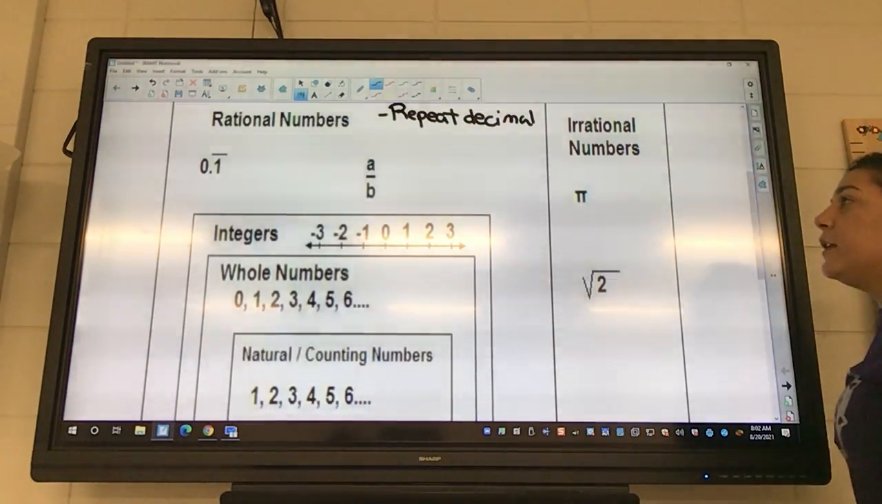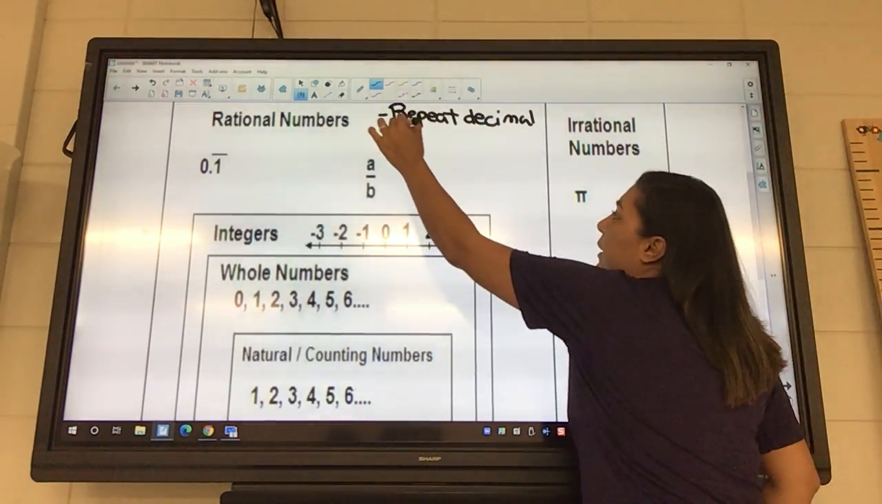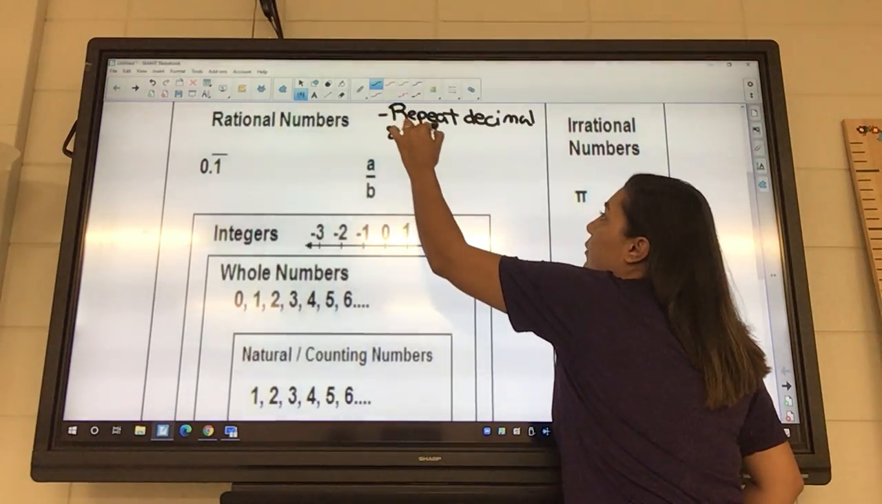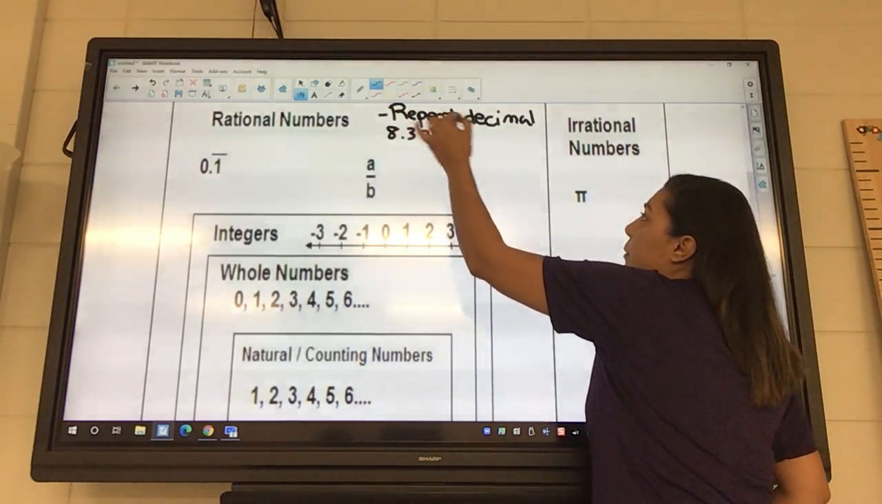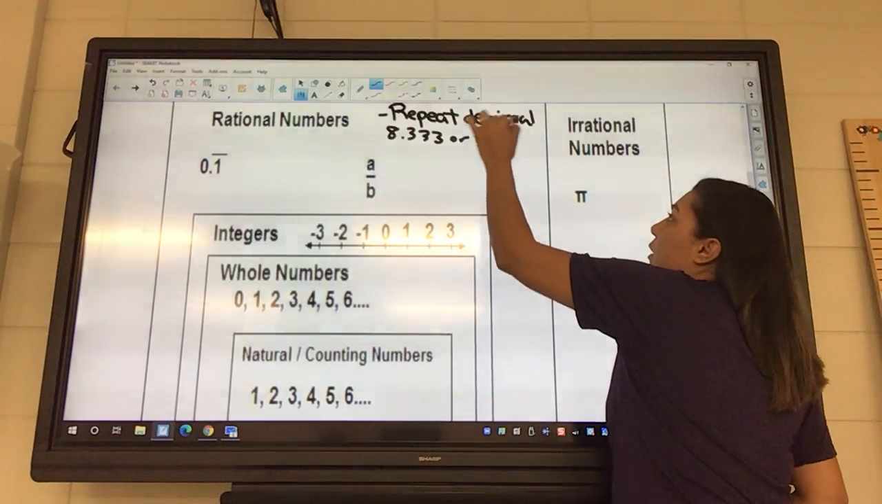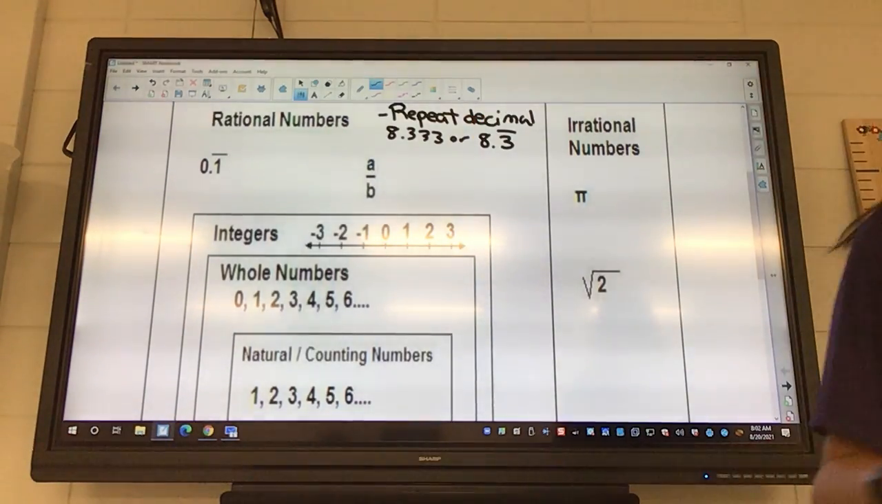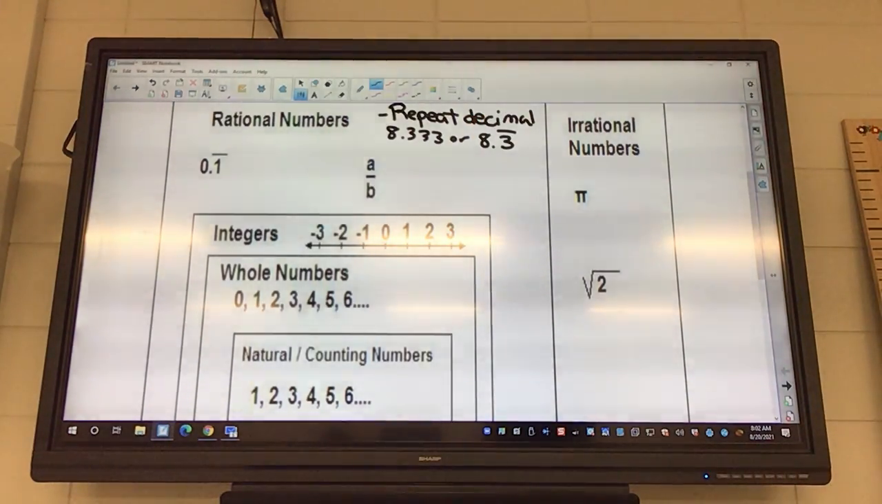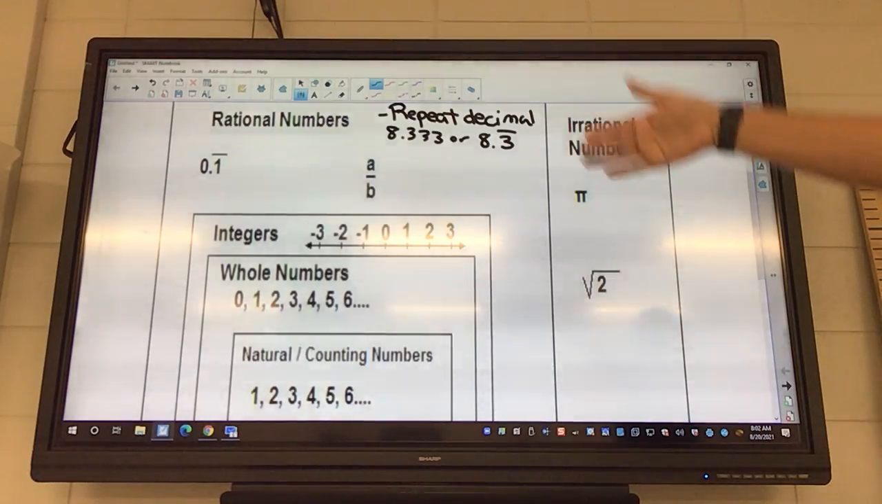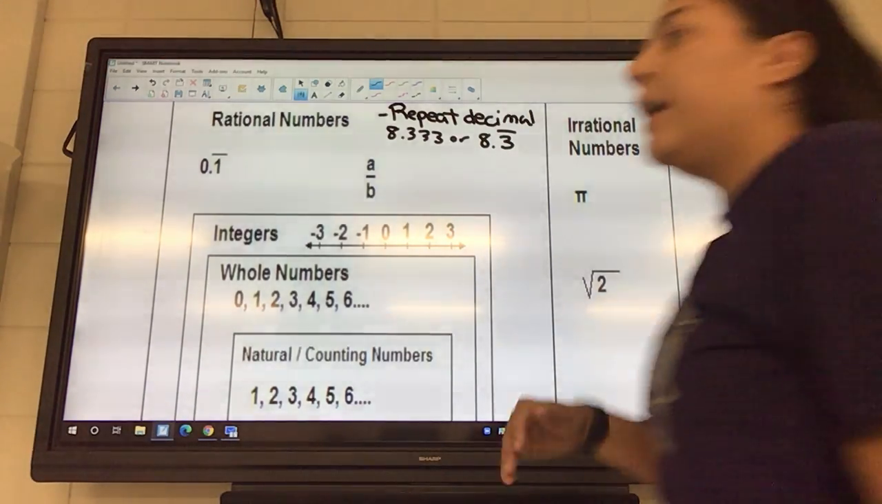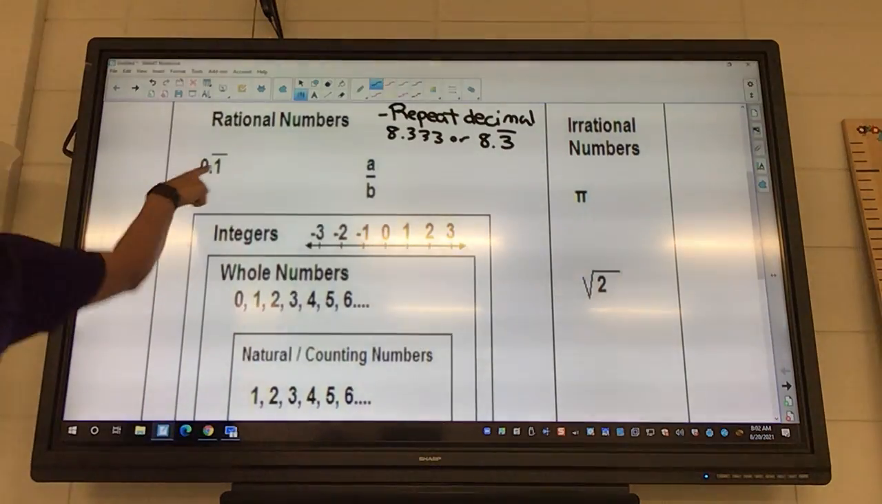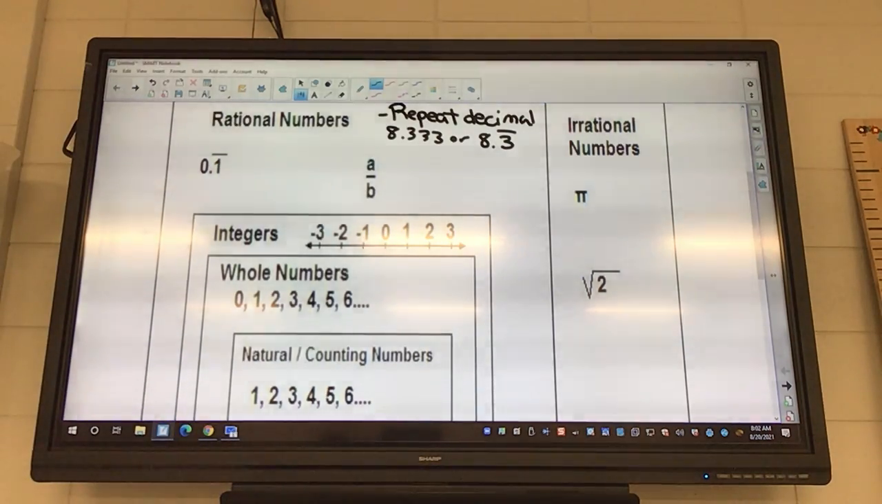A repeating decimal looks something like, maybe it could be 8.333, or some people label it like this, 8.3 with a line above it. What that's saying is after the decimal point, the number stays the same. It's 0.3333333, and it keeps going on forever. It could be 0.1111111.